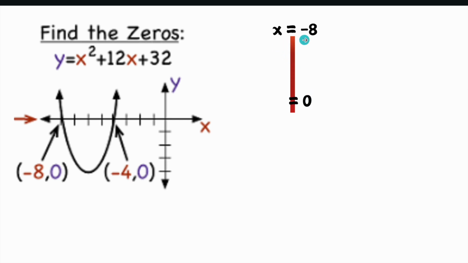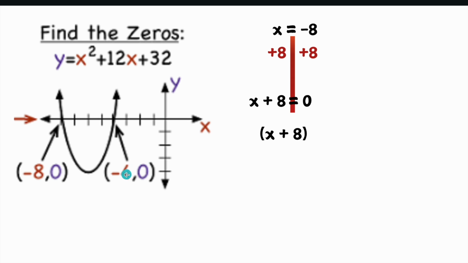What do I mean by that? I want 0 on this side. How would I accomplish that? By adding 8 on both sides. Negative 8 plus 8 is 0. But on this side, I have x plus 8. Why did I do that? Because this tells me that x plus 8 will be my first factor.